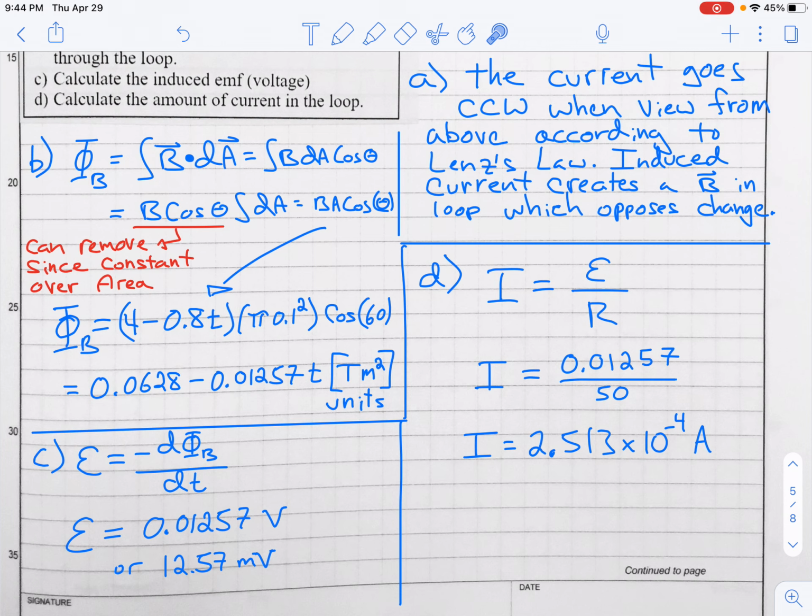All right, so these two examples showed you how to apply Faraday's law when the magnetic field is changing. I'm going to pause here and pick up with a new video for the next example.